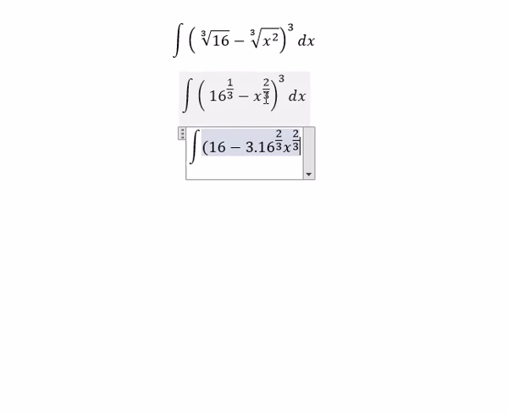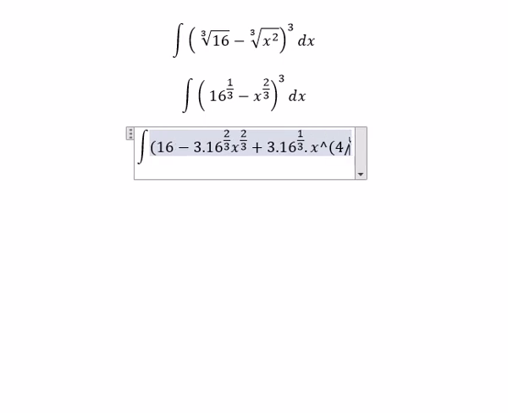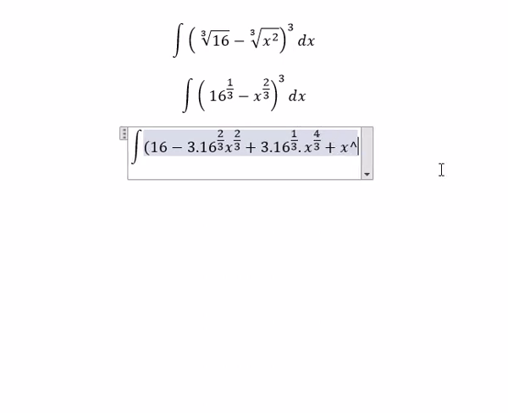So this is b squared, so we have a, so you get 3 multiplied with 16 to the power of 1 over 3, and x is x to the power of 4 over 3. And the last one is b cubed, so the power of 3 in here gives 6 over 3. So that is 6 over 3, you get x to the power of 2.